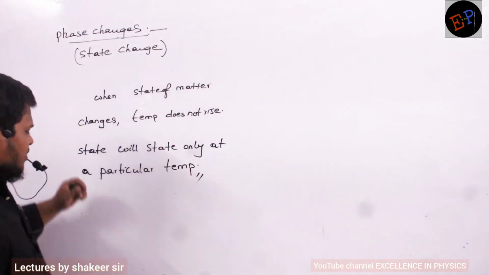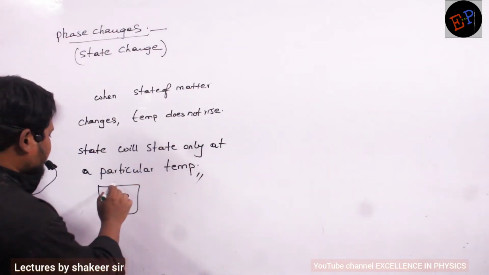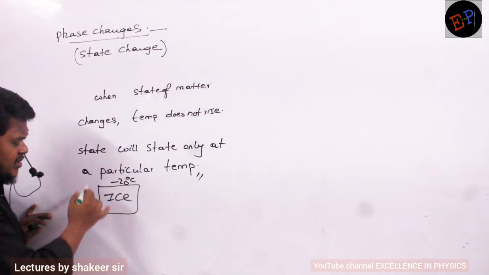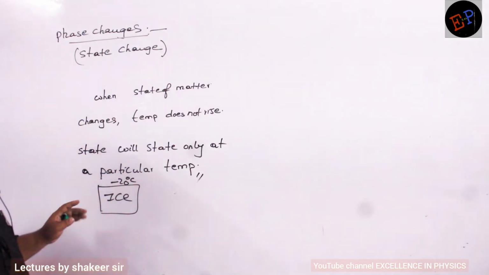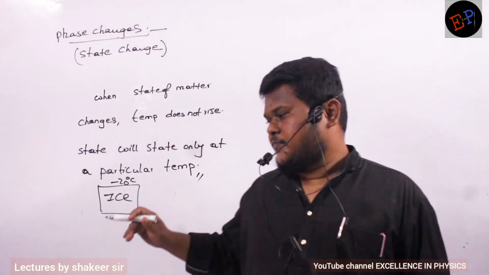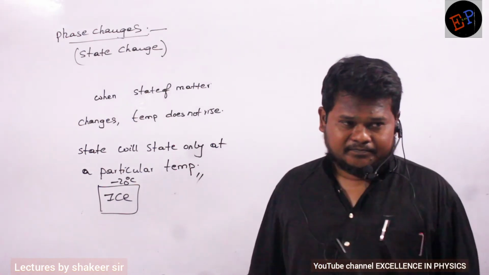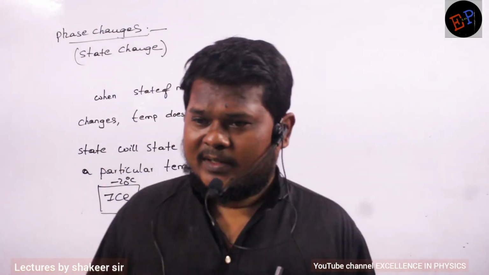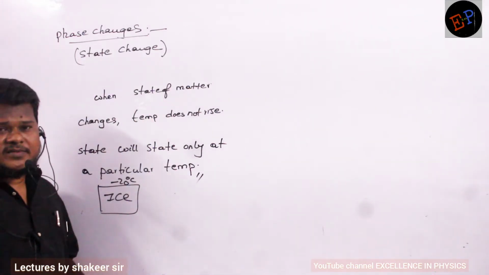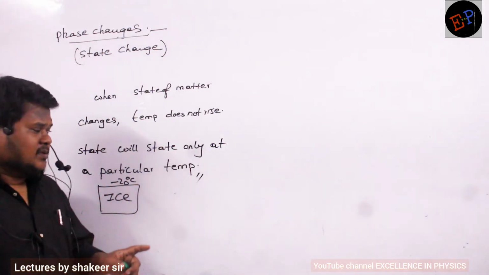For example, if you take ice, and the temperature of ice is minus 20 degrees Celsius. If you start heating this ice, will it melt immediately or not? No. Why? Because melting will happen only at 0 degrees Celsius. Melting cannot take place at minus 20. That's what we have written.